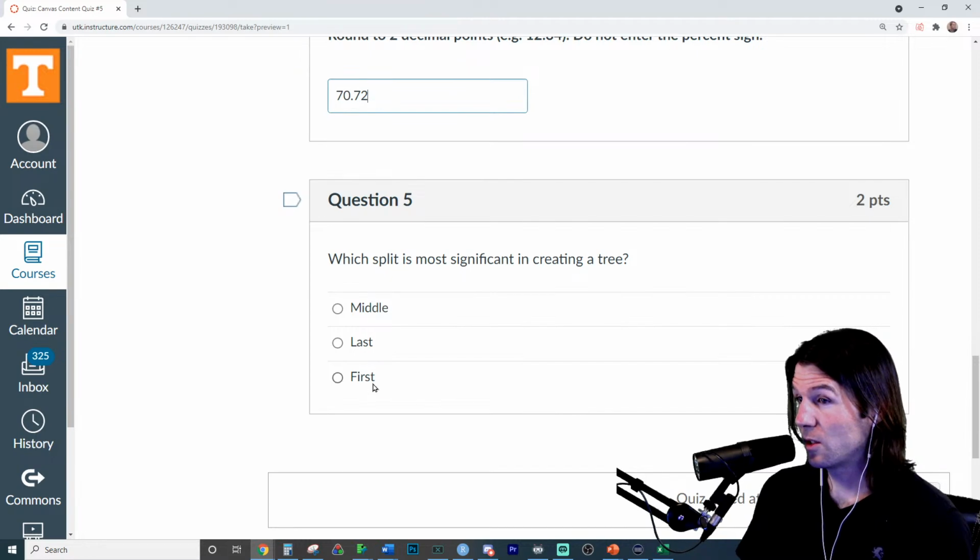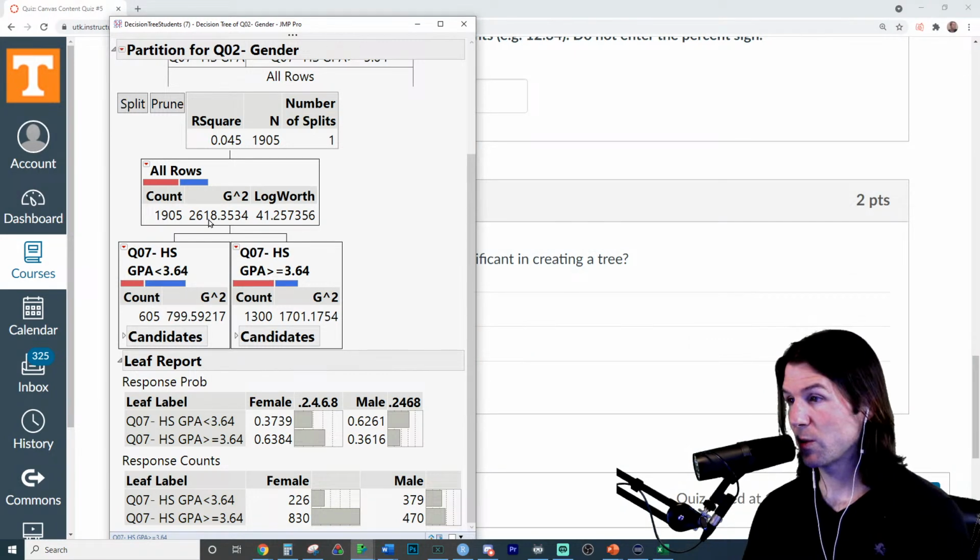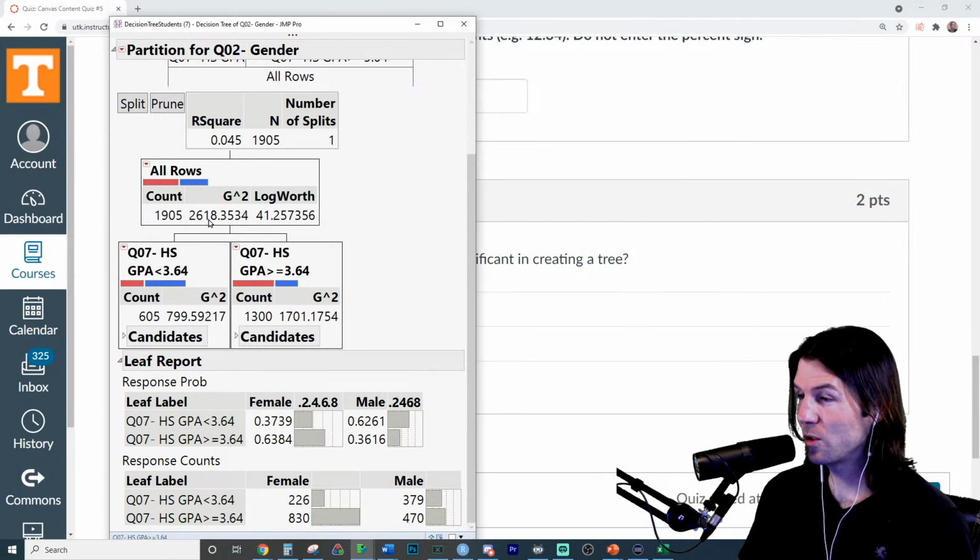What is the most significant split in the tree? The first split. The first split controls the tree. When we do these splits in the tree right here, the first split really controls. It's like, what is the most significant turn when you drive to California?